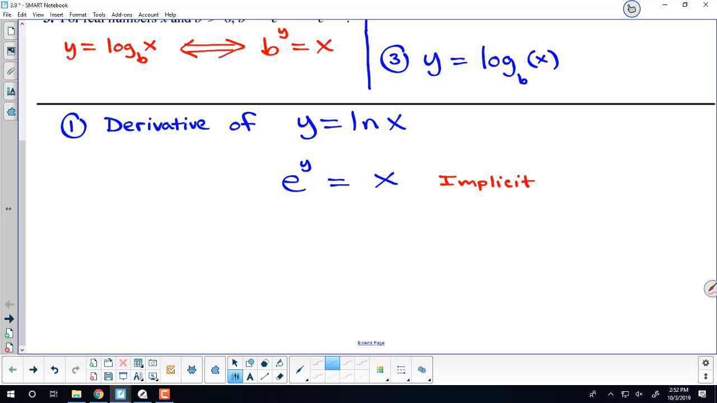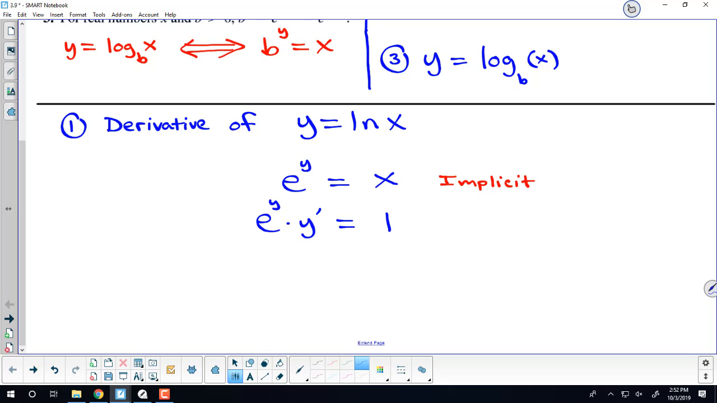It's implicit what y is, if we say e to the y equals x. So we take the derivative of e to the y with respect to x. The derivative of e to the y with respect to x is what? E to the y times y prime. We just did that in that last example. So this is e to the y times y prime, and the derivative of x is 1.